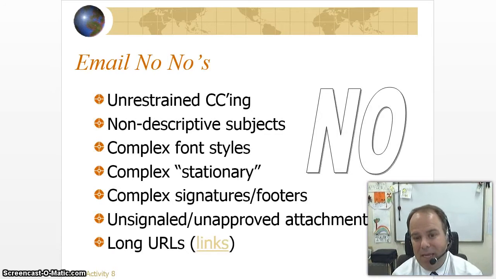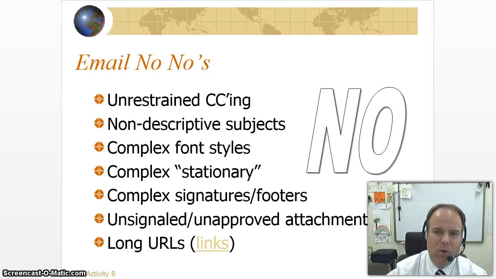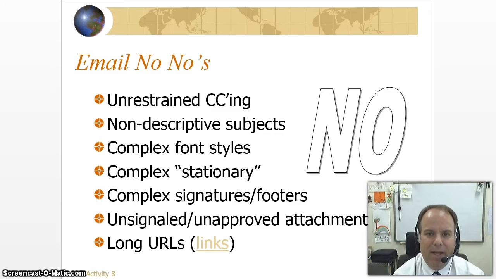So now let's talk about our email no-nos. These are things that you shouldn't be doing in your emails. The first one is unrestrained CCing. CC means carbon copy, or it means that I'm going to send this to people who are related to the project, but maybe not directly related to the project. Now, one problem is that in many organizations and with many groups, they CC everybody, and people who don't even need the email are getting this email.